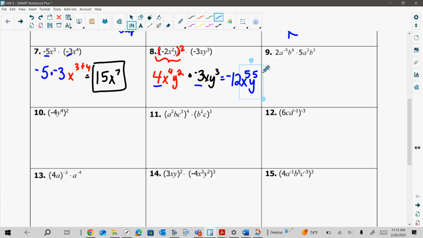Okay. All right. Look at 9. Go ahead, write it down. Don't yell it out. Just do what you think you're supposed to do on number 9. We do have coefficients. You always multiply those numbers together. And then we should be adding our exponents.